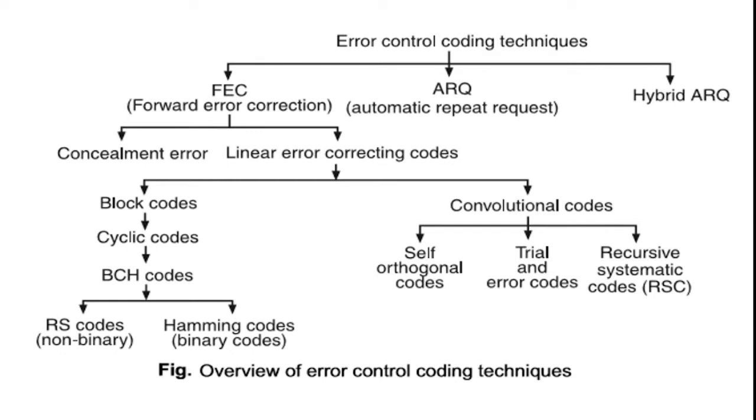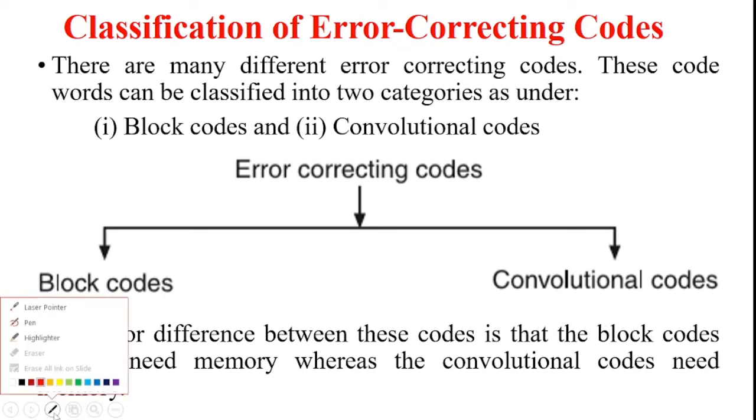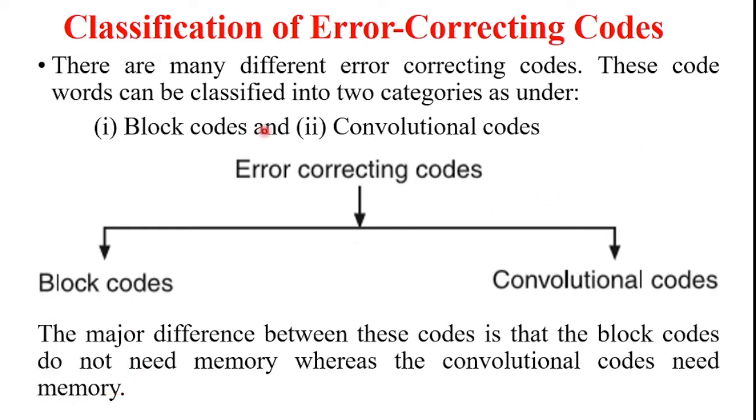There are different types of error correcting codes. Now here we are going to discuss classifications of error correcting codes. These codes can be classified into two types, that are block codes and convolutional codes. Basically, classifications of error correcting codes are divided into two types, that are block codes and convolutional codes. And what is the block code and what is convolutional code?